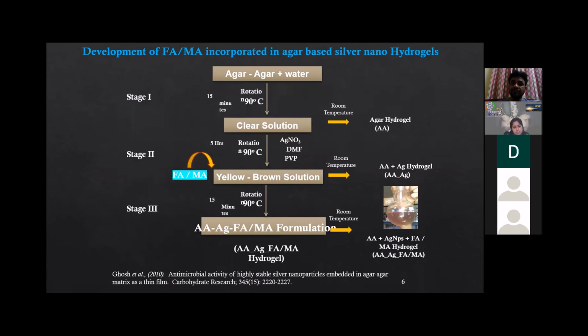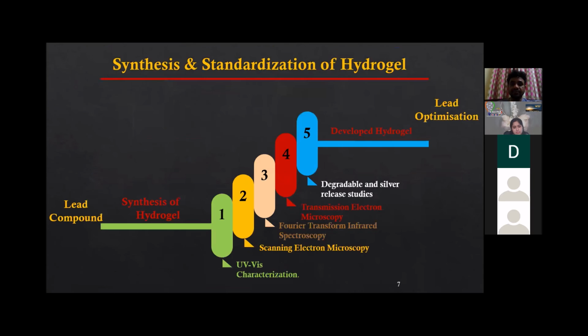This is the process by which we developed and synthesized the nano formulations in 3 stages. I think you can find it in my paper; I'm not going to describe this in detail. For the lead compound, we synthesized the hydrogel, then characterized it through UV, scanning electron microscopy and Fourier transform, and tested its degradability and silver releasing properties. Then we standardized the formulation.